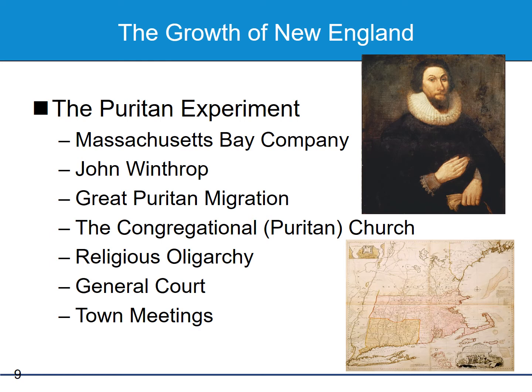Also, in a religious oligarchy, you usually have to be a member of a certain religion in order to vote or hold any political office. And so in the Massachusetts Bay Colony, only members of the Congregational Church could vote or hold political office. And membership in the church was very selective. Today, when we think about being a member of a church, we become a member by simply starting to go to that church, joining that church.